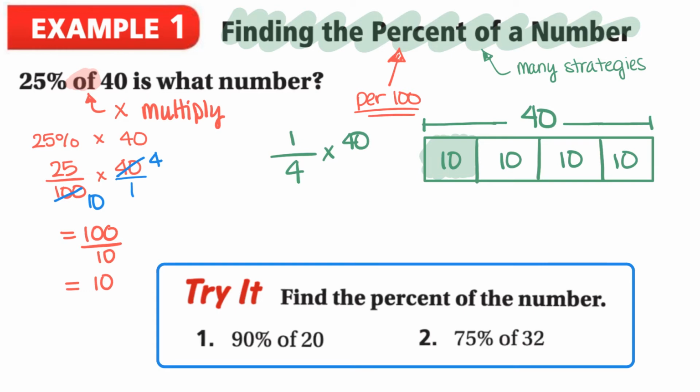So here is your second try it question for this video. We want to find 75% of 32. And for this, let's try to use a bar model to help us solve this one.